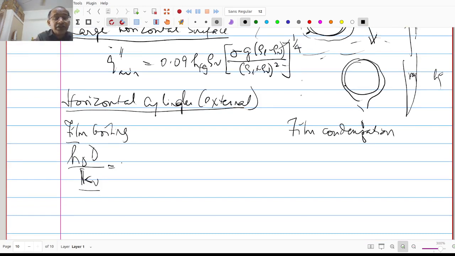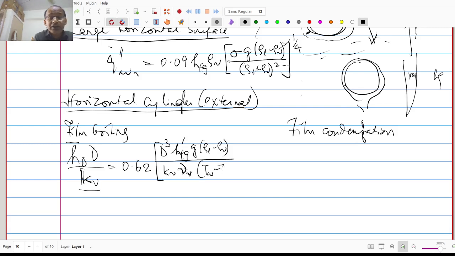So this is equal to 0.62 multiplied by [d_q multiplied by h_fg prime into g into (rho_L minus rho_V)] divided by [k_V multiplied by nu_V, which is the kinematic viscosity of the vapor, into (T_wall minus T_sat)], whole thing raised to the power of 1 by 4.